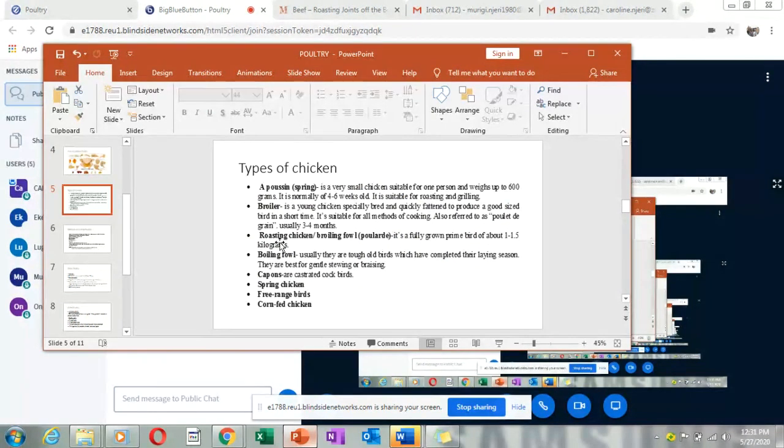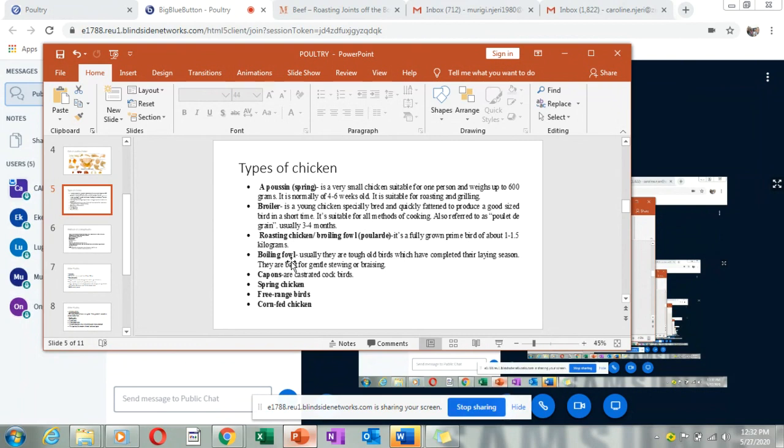Then we have the poulade, or the roasting chicken, or broiling fowl. Broiling is also grilling. So when you see the word broiling, you also know that it means grilling. It is about 1 to 1.5 kgs in weight. Then we have the boiling fowl.